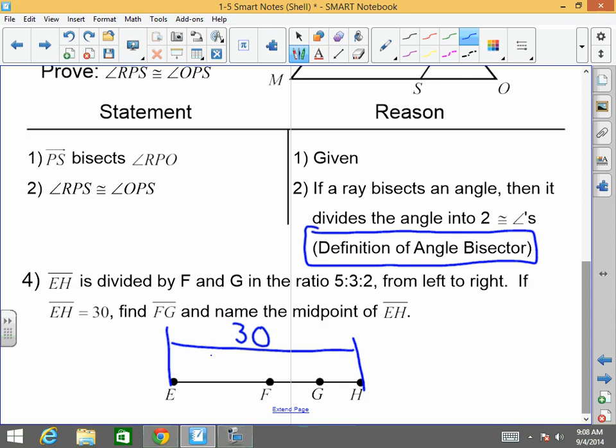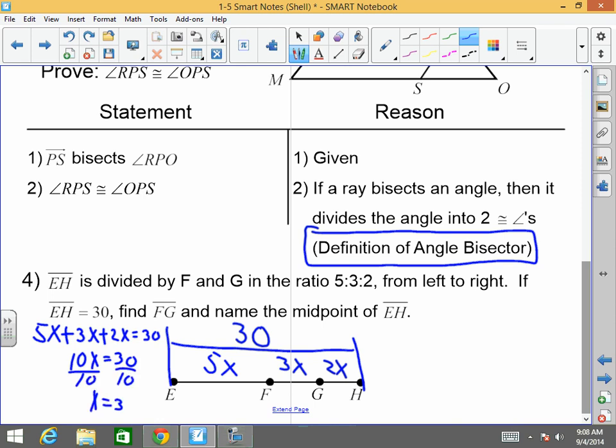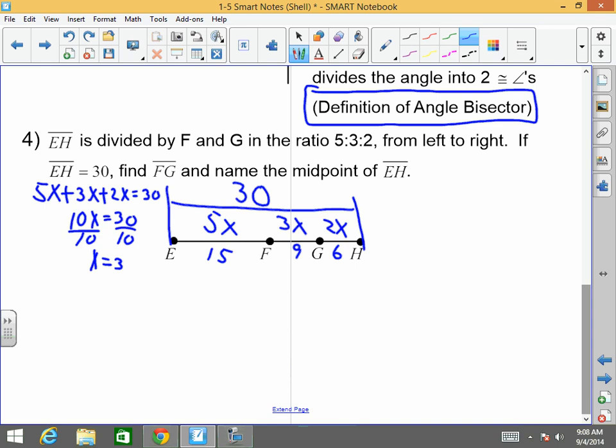So EF is 5x of the size. FG is 3x of the size. And GH is 2x of the size. If I take 5x plus 3x plus 2x, and I set it equal to 30, my friends, I have 10x equals 30. So that means that x equals 3, making EF 15, making FG 9, and making GH 6, making FH 15, making F the midpoint.